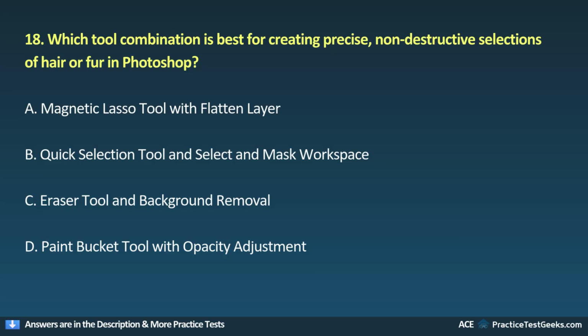A. Magnetic lasso tool with flatten layer. B. Quick selection tool and select and mask workspace. C. Eraser tool and background removal. D. Paint bucket tool with opacity adjustment.